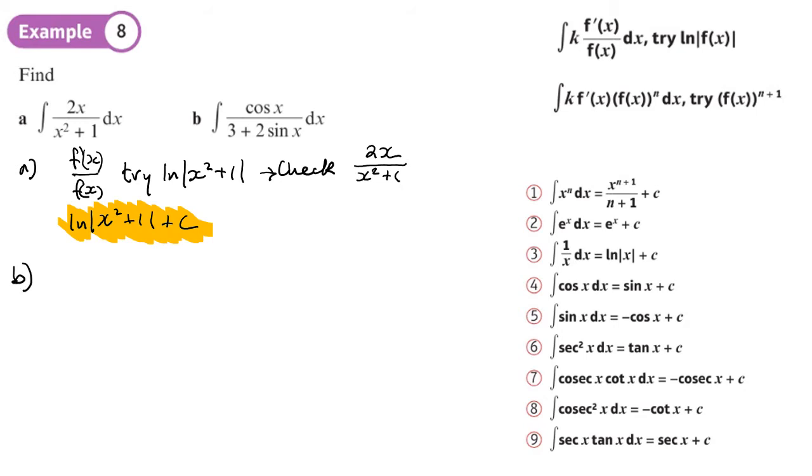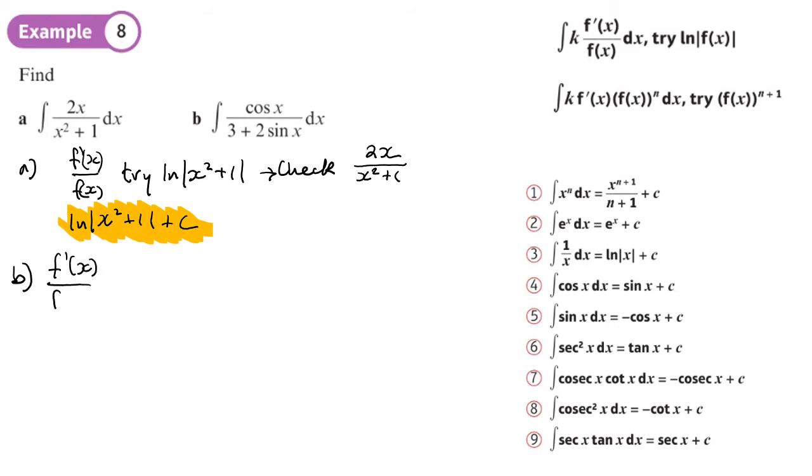Now let's have a look at this one. This one also fits the f dash of x over f of x pattern, because if I differentiate the bottom, I would get 2 cos x at the top. Now the 2's not a problem. Anytime you get any constants, don't worry about it. We can make that adjustment. But I would get sine at the top, so it's going to fit this pattern again.